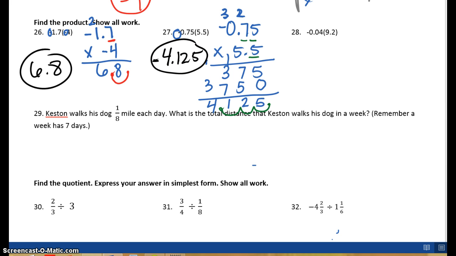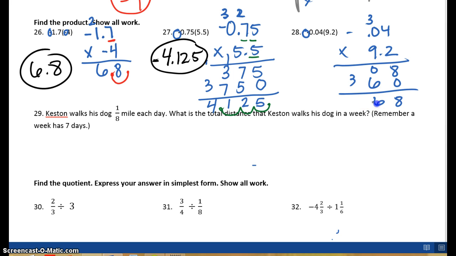Last but not least, we have number 28, doing the same process. 0.04 times 29.2. Again, one negative number, so we're going to end up getting a negative number for our answer. So we're going to do the regular multiplication, add like we normally would.